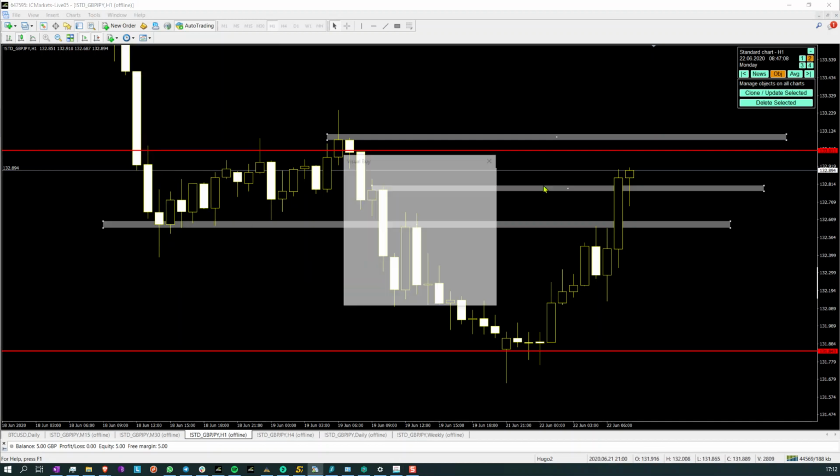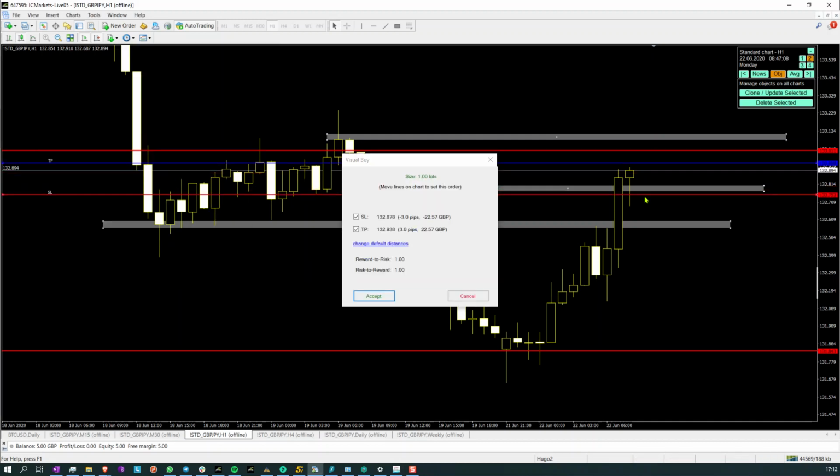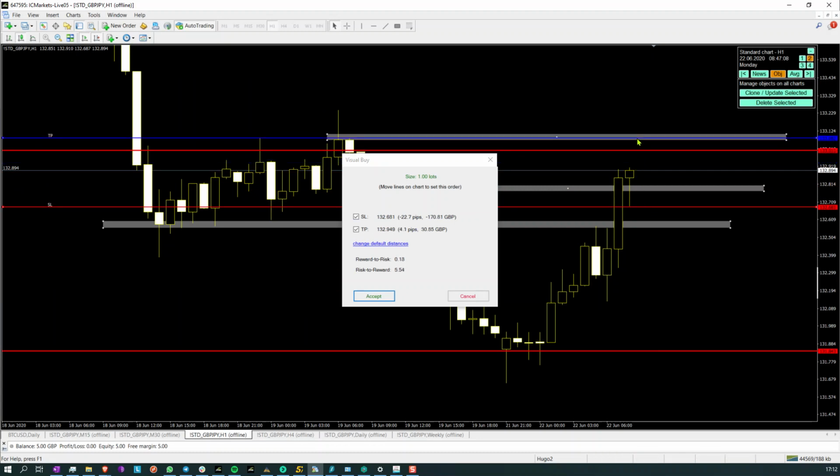Stop here. That's 22. Let's see if we can get 22. Something like that. It's a bit stretched because it's already in the weak zone. I might close partials in here.